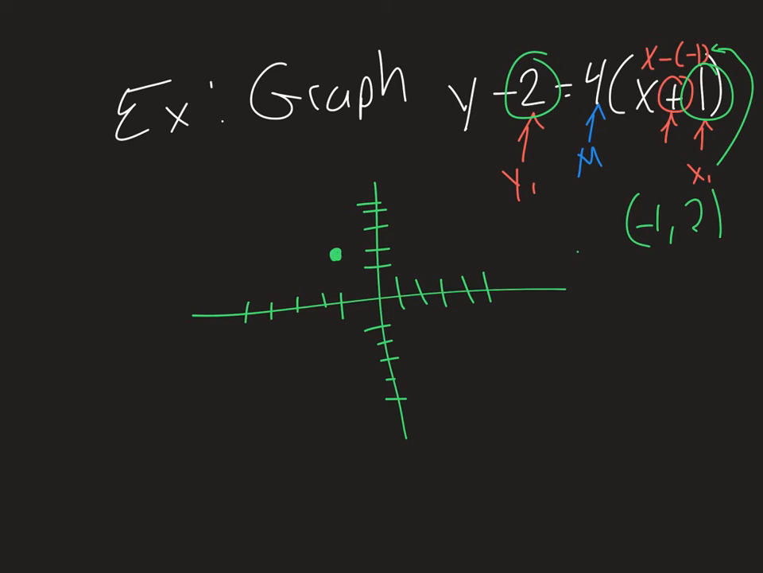There's our first point. And then, very much like slope-intercept form, we look at our slope, positive 4, meaning I could go right 1 and up 4, which would put me right there on the axis. Or I could go left 1 and down 4. And then we connect our dots, and that would make our line.